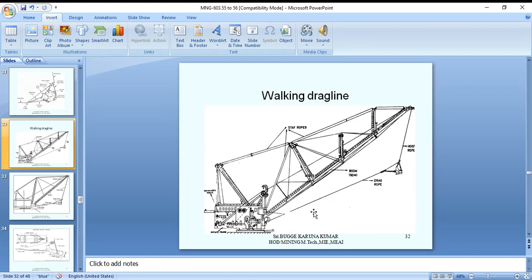So this is a walking dragline mechanism: the staying ropes, the drag rope. The boom is 90 meters of boom. The hoisting rope is given. This is the mast structure.